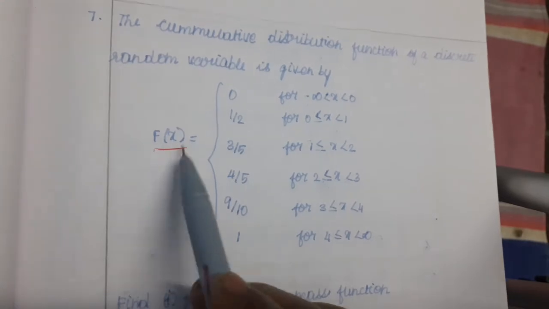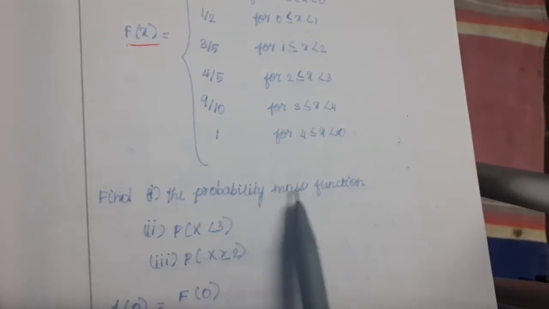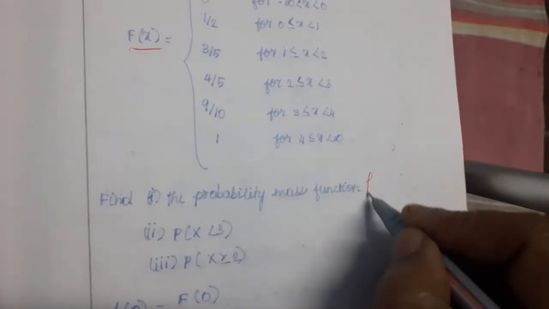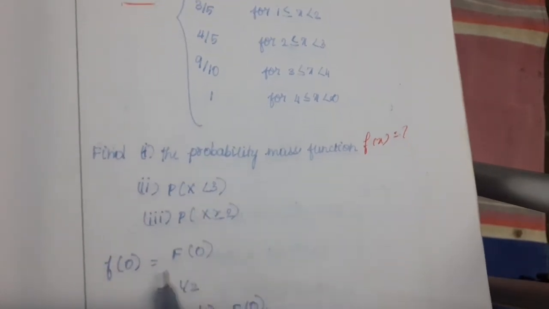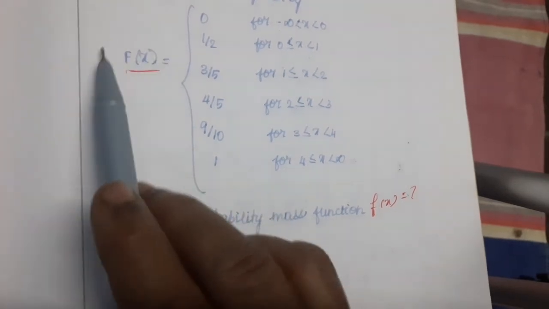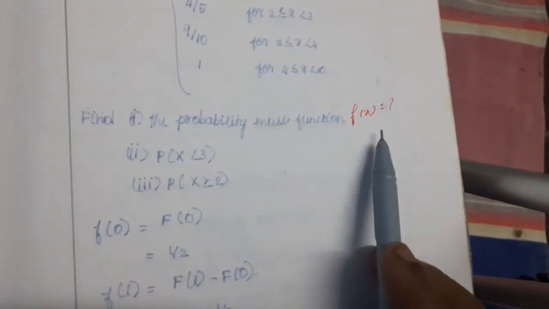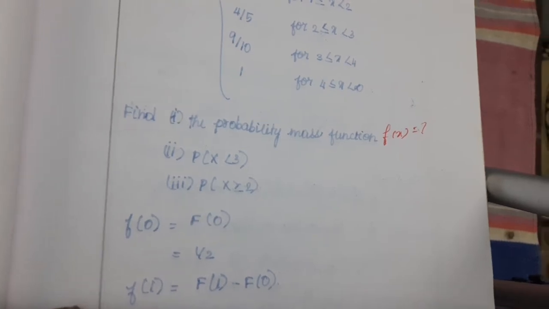That is nothing but capital F of x is given. The cumulative distribution function of the discrete random variable is given. We are going to find the probability mass function, that is small f of x. Then find the probability of x less than 3, and the probability of x greater than or equal to 2. So given capital F of x, from capital F of x find the small f of x. See how to easily find it using the tabular column method.